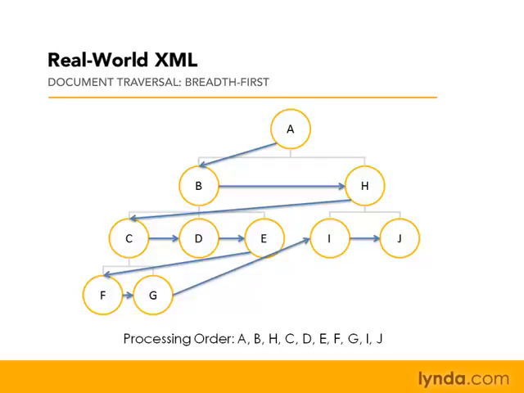So in this case, the node visit order would be A, and then B, and then H. And then we would do C, D, and E as the siblings underneath B. And then we would do F and G as the siblings underneath C, and then we would go over to I and J, which are the sibling nodes underneath H. The algorithm that does this is here.